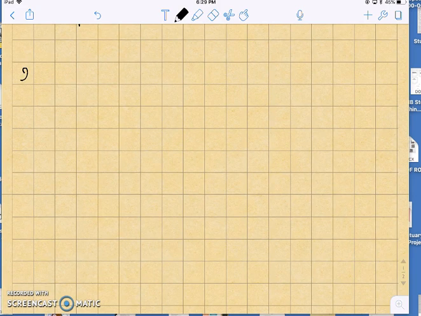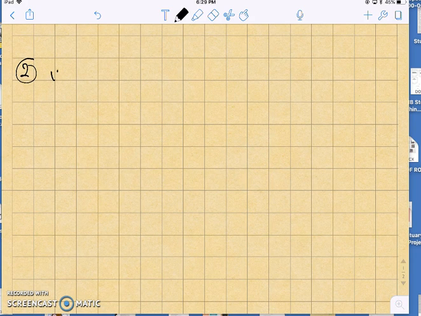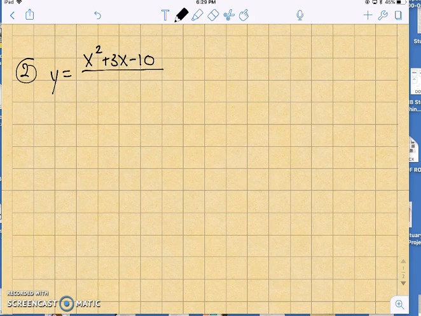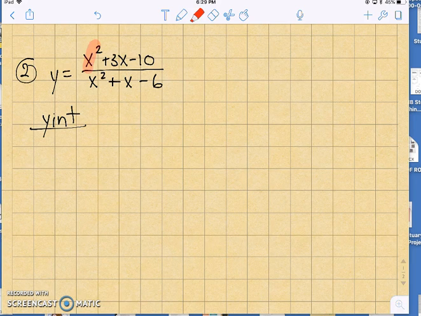So the next one we're going to take a look at. We're going to kind of build these up to a little bit harder each time. So y equals x squared plus 3x minus 10 divided by x squared plus x minus 6. So the first thing was find the y-intercept. So if we plug in 0, let's see, gone, gone, gone, gone. So negative 10 over 6. So we have 0 and 10/6, which reduces down to 5 over 2.